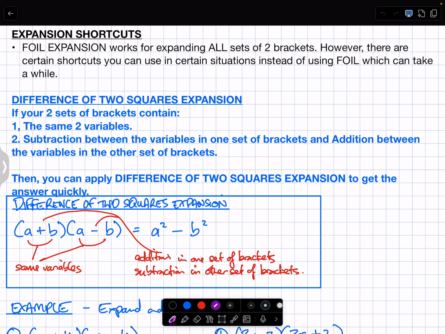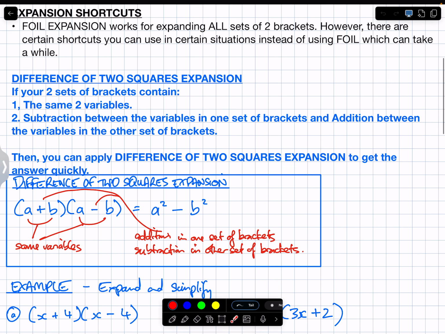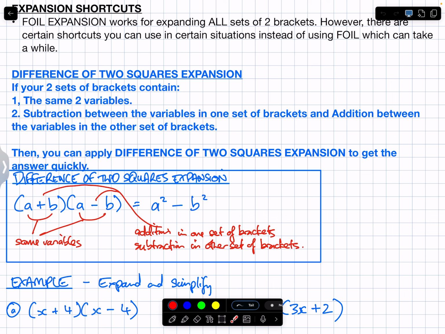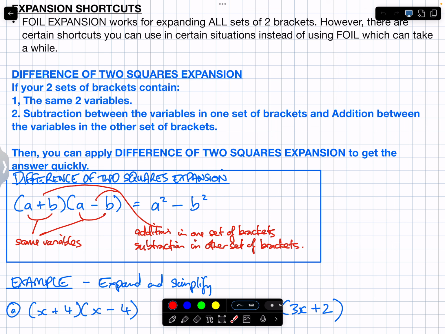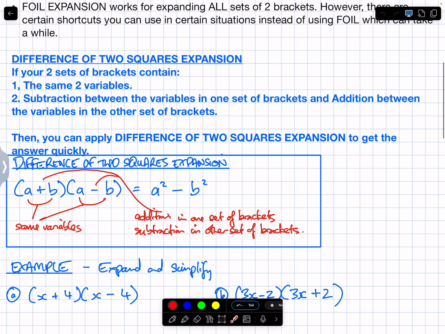So the next two that I'm teaching this lesson, and then I'll finally shut my mouth, think of these as shortcuts to the answer without doing FOIL in very specific situations. So you use difference of two squares expansion if your two sets of brackets have the same two variables, but one of the brackets has subtraction and one has addition, okay? This is the only time this works. So what do I mean by that?